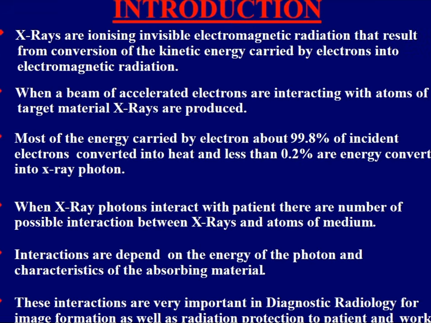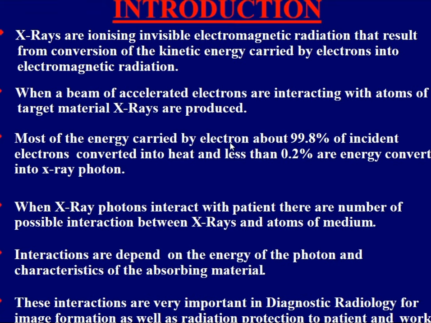Now the introduction part. What are X-rays? X-rays are basically a part of the electromagnetic radiation spectrum. Okay, so the wavelength of X-rays varies from 0.01 nanometer to 10 nanometers. How are these X-rays produced? When a beam of accelerated electrons interacts with the atoms of target materials, X-rays are produced. This part we have already discussed. So when these electrons are bombarded on a target material, X-rays are produced.